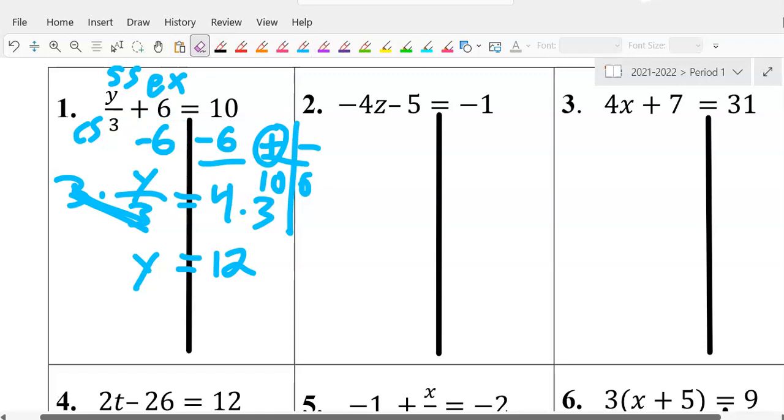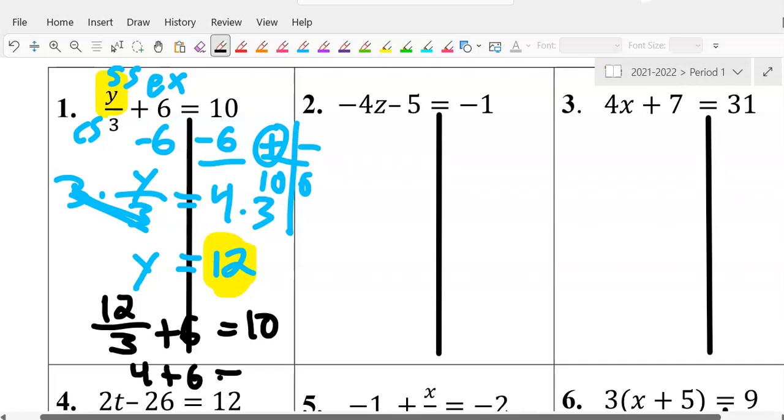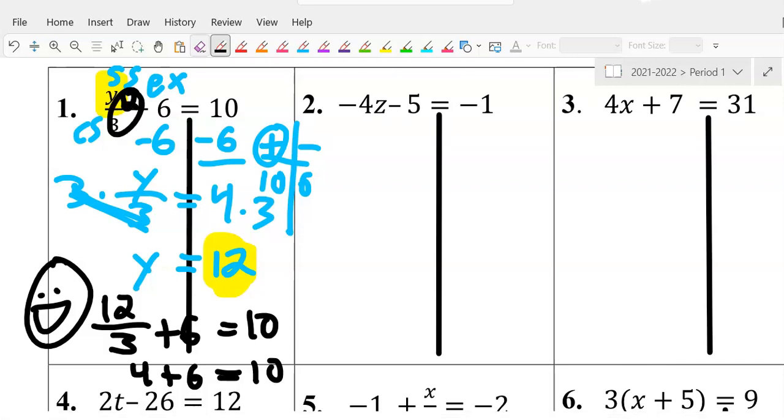We want to check our answer. So, how do we do that? Do you know, Mr. Monkey? Instead of the Y, we put 12. Very good. So, instead of the Y, what's the fancy word? Starts with an S? Substitute. I heard it. Very good. So 12 over 3 plus 6 should equal 10. Well, let's find out. What's 12 divided by 3? 4. 4 plus 6 equals 10. Is that true? Yeah. So we did it right. Now, you can actually check it in your head, right? 12 divided by 3, 4 plus 6 makes 10.